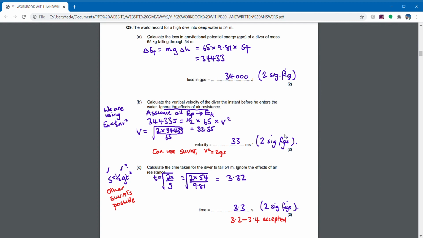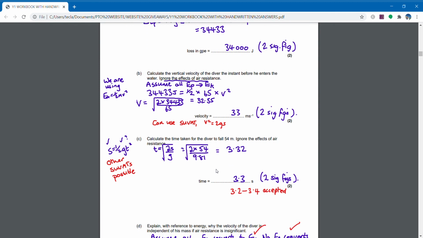We can use a suvat such as v squared equals 2gs to arrive at the same answer. That would get you the marks. So 1 mark is for this first expression, using the idea that the loss in GPE is equal to the gain in kinetic energy, and the second mark is for the final value.